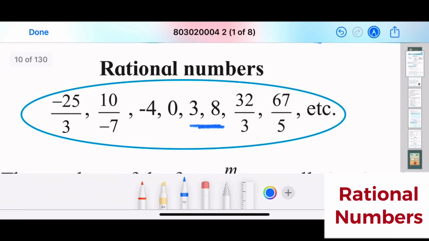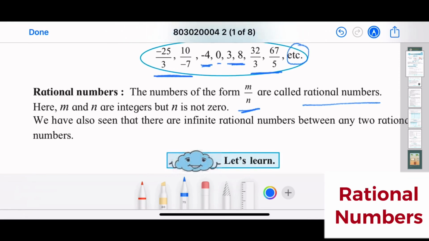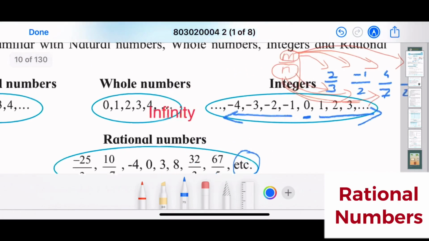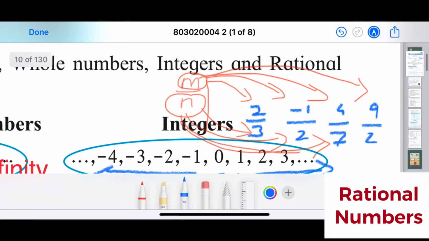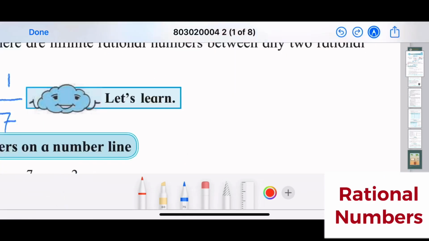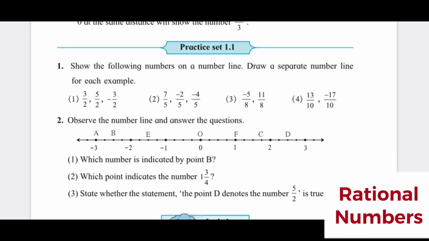Now these integers, fractions all come under rational numbers. So you can see all these are rational numbers. So what's the definition of rational numbers? The numbers of the form m upon n are called rational numbers. Here m and n are integers and n is not equal to 0. So n can be 1 but it cannot be 0. When n is 1, they are integers. When n are different numbers, they are fractions. For example, now if I write 7 upon 0, 1 upon 0, minus 9 upon 0, these are not rational numbers.